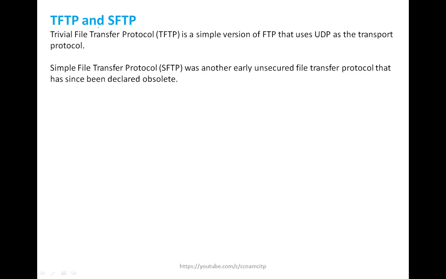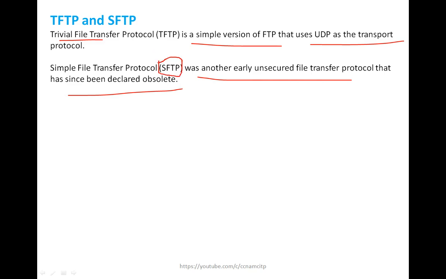Next one is TFTP and SFTP. The full form of TFTP is Trivial File Transfer Protocol. It's a simple version of FTP that uses UDP. So it is the same kind of thing as FTP, but it uses UDP instead of TCP. And if we talk about STP, Simple File Transfer Protocol was another earlier unsecured file transfer protocol that has since been declared obsolete. SFTP is more secure as compared to that.